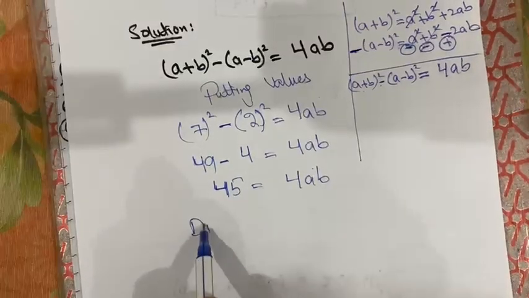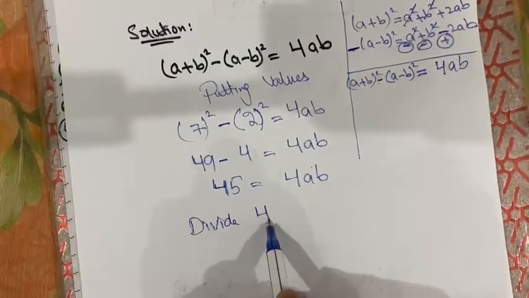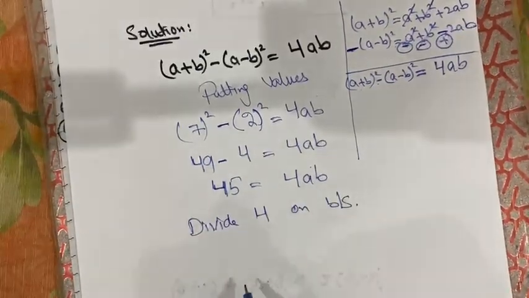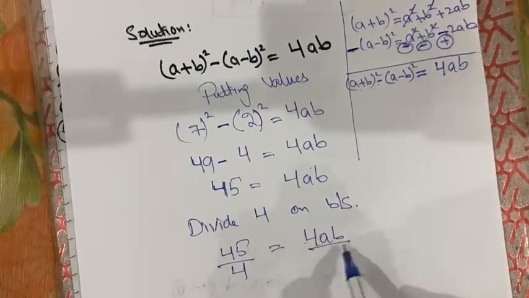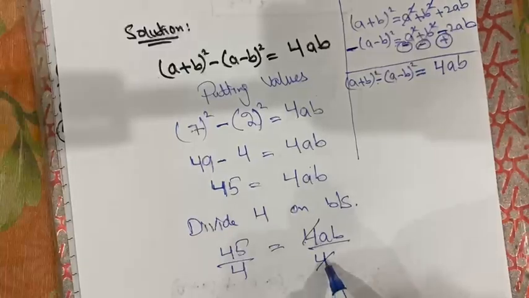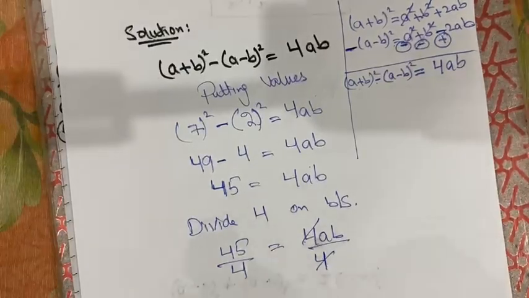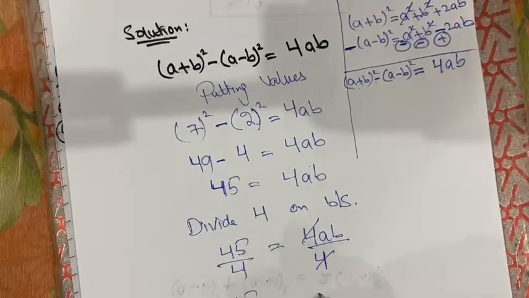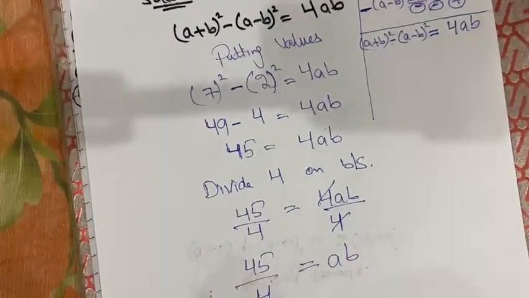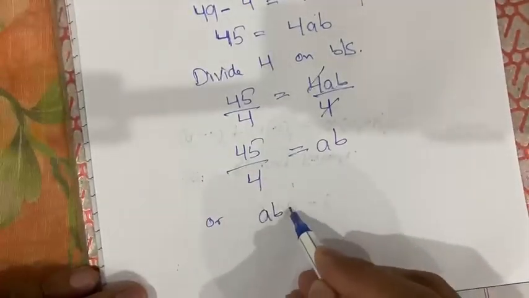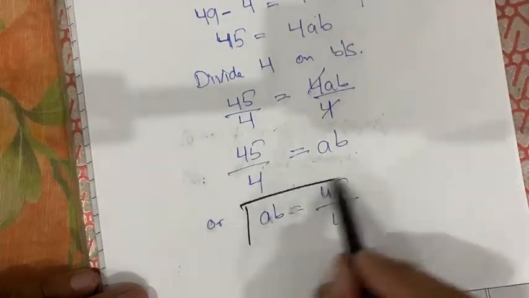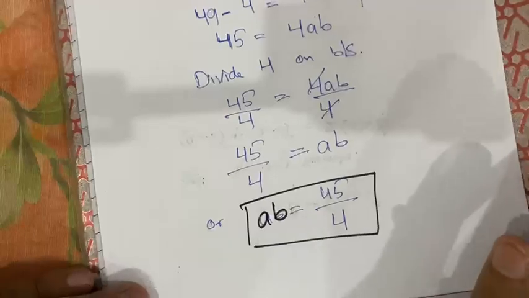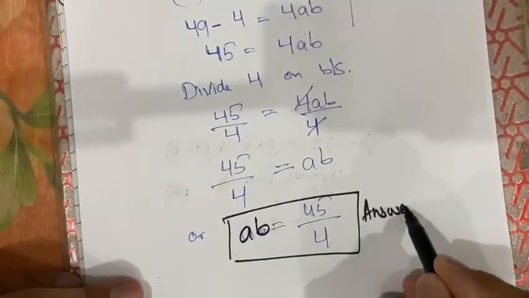So divide 4 on both sides: 45 divided by 4 equals 4ab divided by 4. Now 4 will be cancelled, and we get ab equals 45 divided by 4. So this is our required value, the ab value, our required answer.